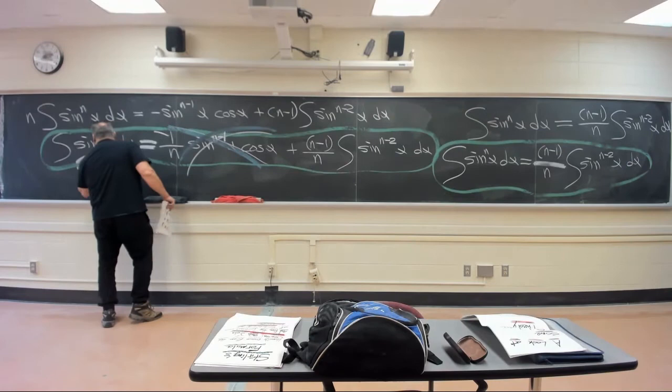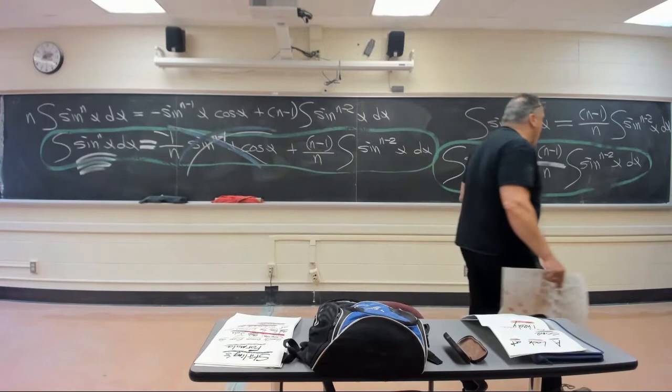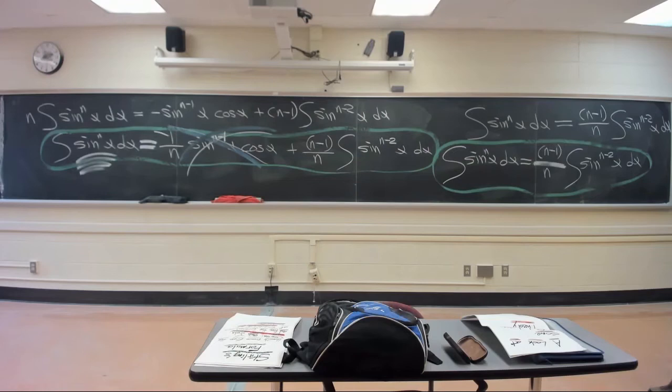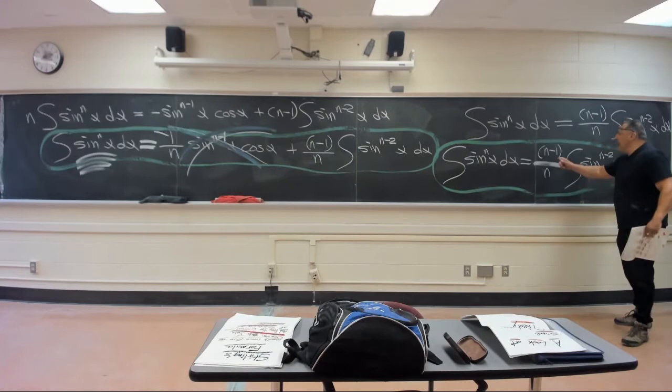We said for n equals 0, it was pi over 2. For n equals 1, it was 1. That's not a big deal. It's not hard for us to do. And anything else, hey, we got this convenient formula. This allows us to keep going over and over and over, and this is going to pop up. This is big. This is huge.